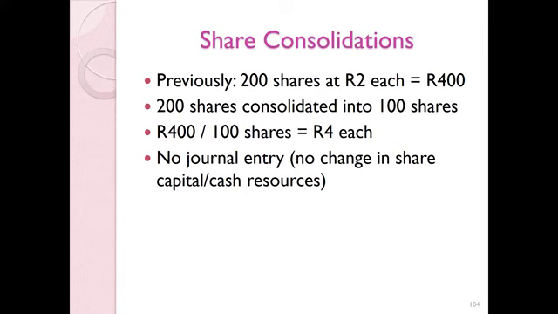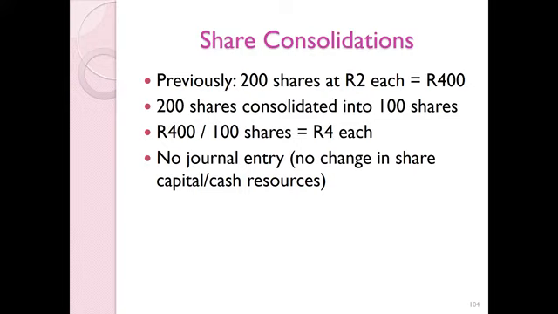So using the same figures as we had with the share split, we're going to say previously we had 200 shares at 2 Rand each. So the Rand value was 400 Rand. Remember, this Rand value does not change. If the 200 shares are consolidated into now only 100 shares, we've still got that same Rand value of 400 Rand, but it is now divided by only 100 shares. That then means that the price has increased from 2 Rand per share to now 4 Rand per share.